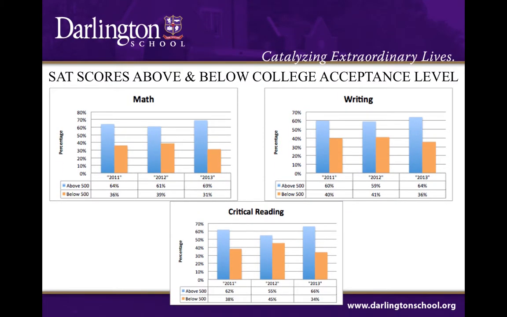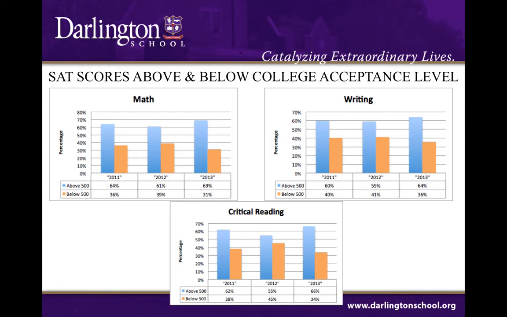Okay, so this is something that we really need to talk about, is our students that are above and below college acceptance level. Now, the average college acceptance level is around 500. Some schools are different, but most want you to be right at that 500 or above, especially since a lot of our students, we want to get scholarships for college. They need to be well above.